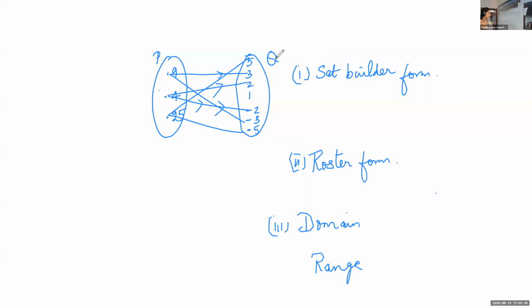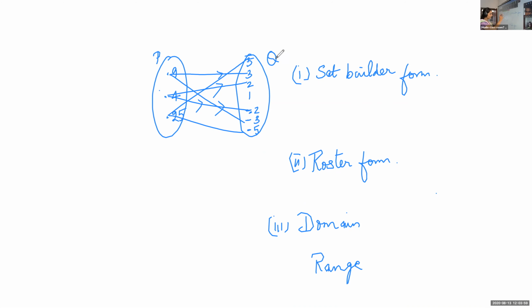Now draw the figure. Two sets are given here, P and Q. In P, we have three elements, 9, 4 and 25. And in Q, we have the elements 5, 3, 2, 1, 2, -2, -3 and -5. 9 is mapped onto 3 and -3. If you take 4, 4 is related to 2 and -2. 25 is related with 5 and -5.